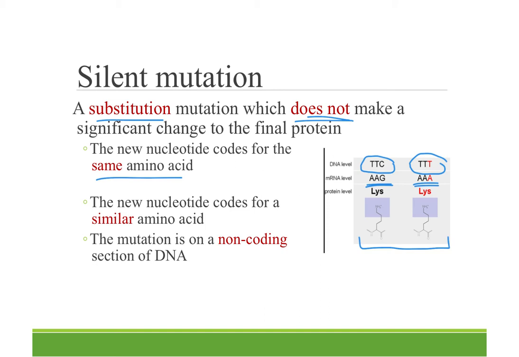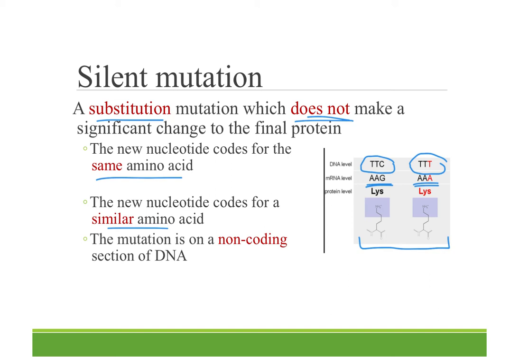Even though there was a mutation, it doesn't have an effect. Another type of silent mutation is that the new nucleotide codes for a similar amino acid, because amino acids can be grouped together by their properties. There are some that have more affinity to water. There are some that have more affinity to fats. There are some that are more acid. There are some that are more basic. And so if you have a substitution at the amino acid level for one amino acid that really behaves like another one, it may just cause a silent mutation.